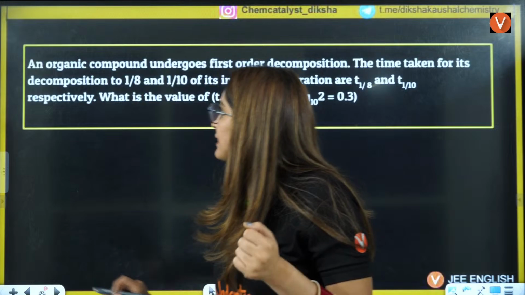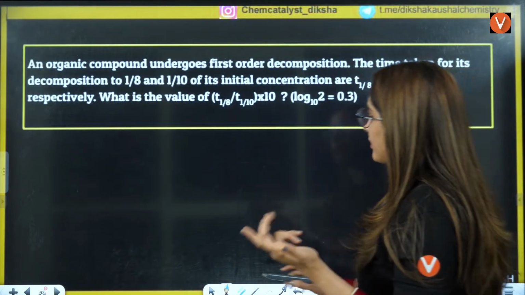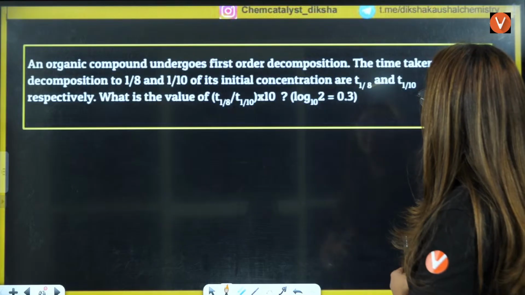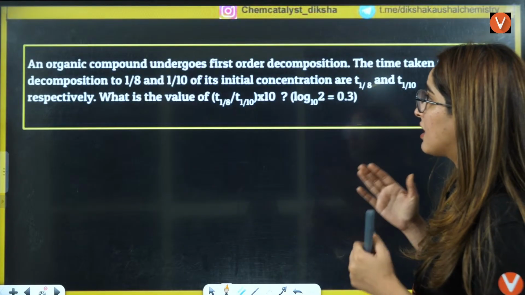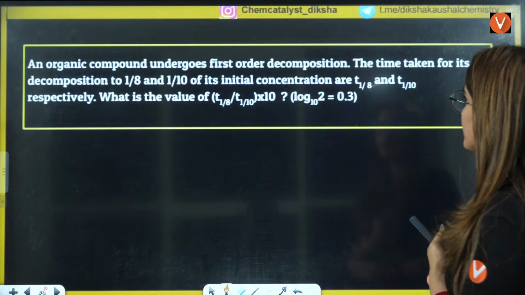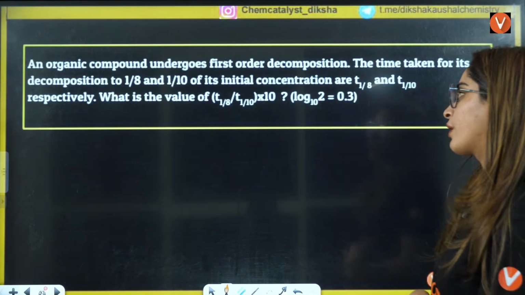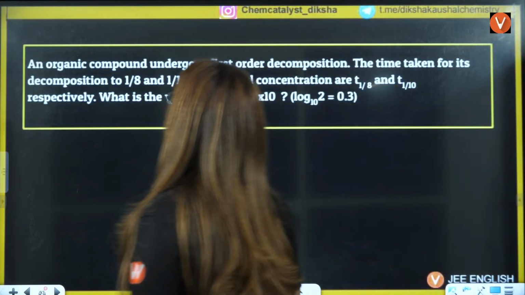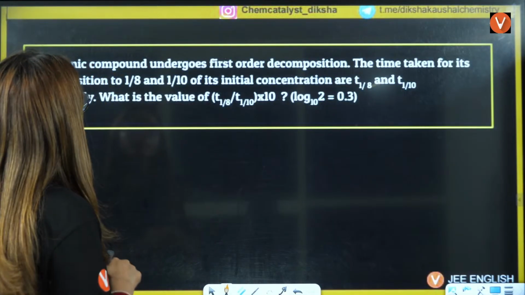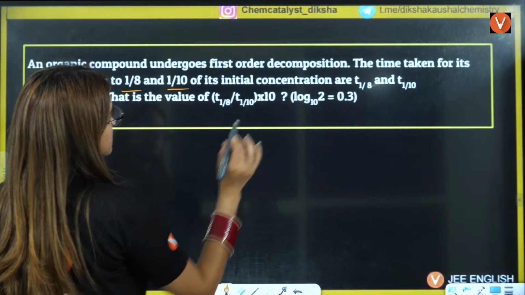Next is: an organic compound undergoes first order decomposition. The time taken for its decomposition to 1 by 8 and 1 by 10 of its initial concentration are this and this. See here, organic compound, something you have, time taken for the decomposition to 1 by 8 and 1 by 10 are this and this.